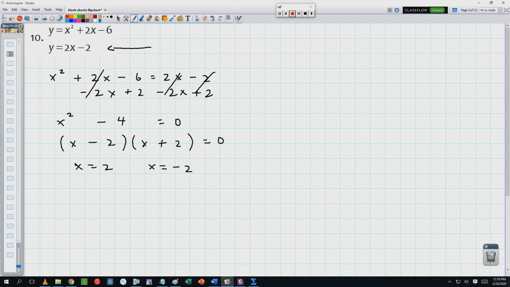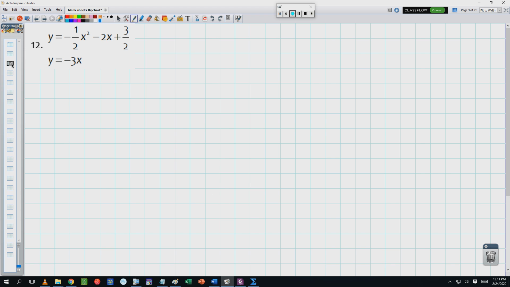And I will go here because that would be the easiest place to figure out what the y is. Y is equal to 2 times 2, take away 2, which is a lot of 2's. Do it again here for this x. Y is equal to 2 times negative 2 minus 2. 2 times negative 2 is negative 4. Take away 2 more, we get minus 6. So the solutions are 2, 2 and negative 2, negative 6.